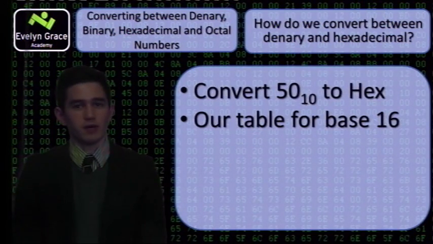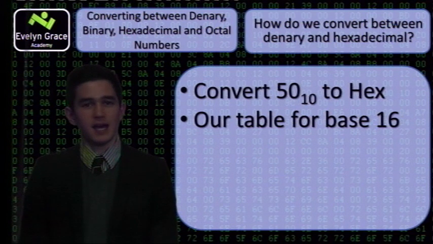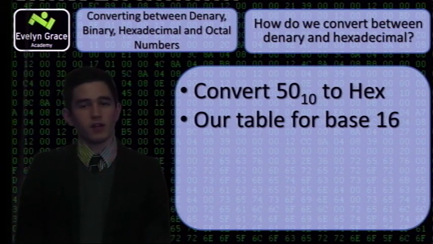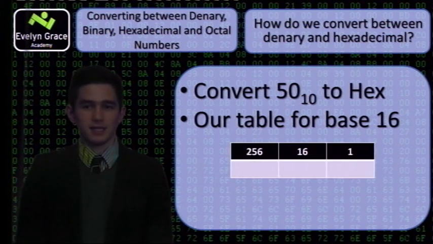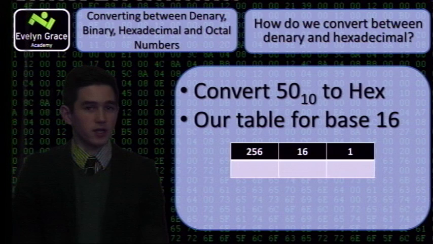Okay, let's do it the other way around now. Convert 50 into hex. So I've got a little 10 there, so that I know that's denary, our normal system. So number 50 into hex. So I get our base 16 table. And I'm going to do this the same way I did the binary.